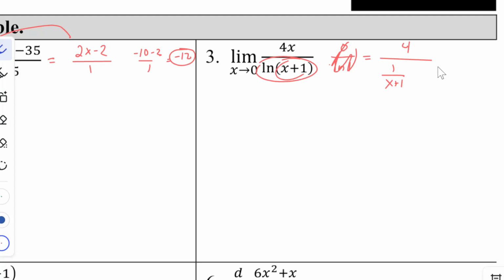So to simplify that, I'll put this over 1, and then it's a multi-tiered fraction. I'll do keep change flip. 4x plus 4. And then I'll plug in 0. So I get 4.